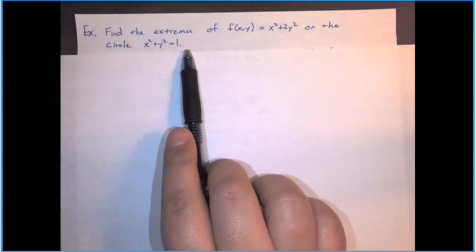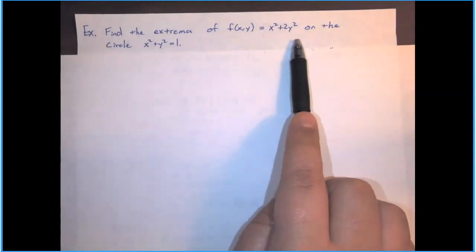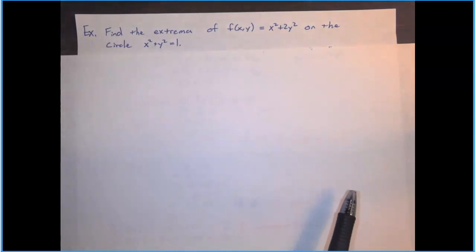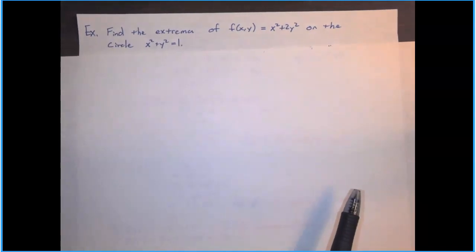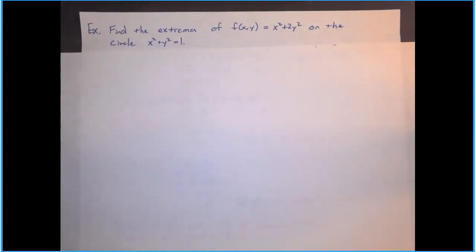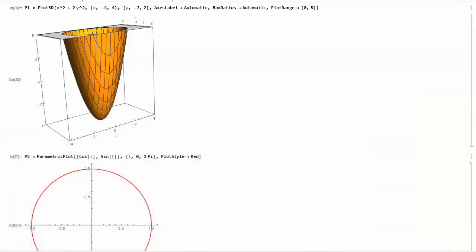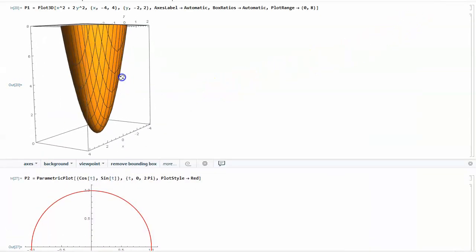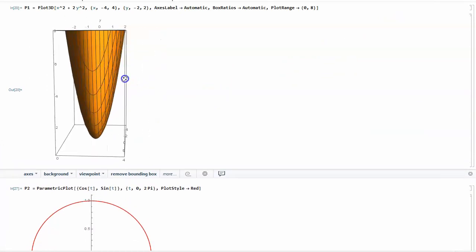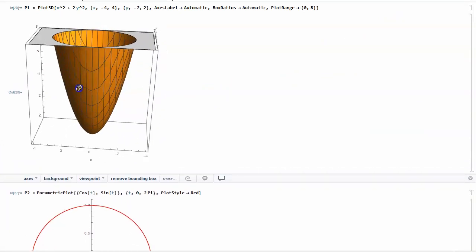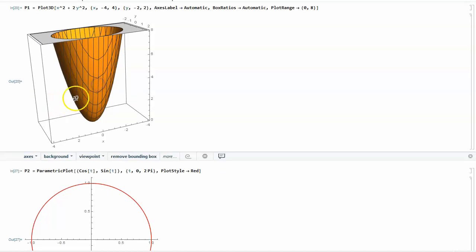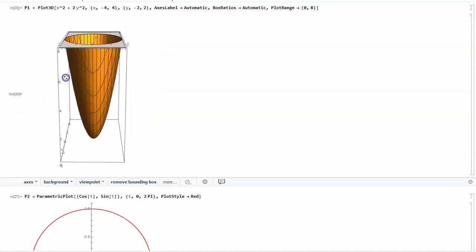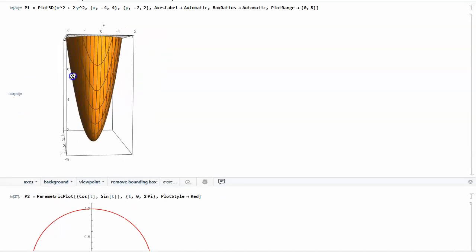So this problem says find the extrema of x squared plus 2y squared on the circle x squared plus y squared equals 1. Before we start, why don't we just take a look at this function itself and the constraint. The function x squared plus 2y squared creates this elliptic paraboloid, this surface, where you can see that it's wider in the x direction than it is in the y direction.